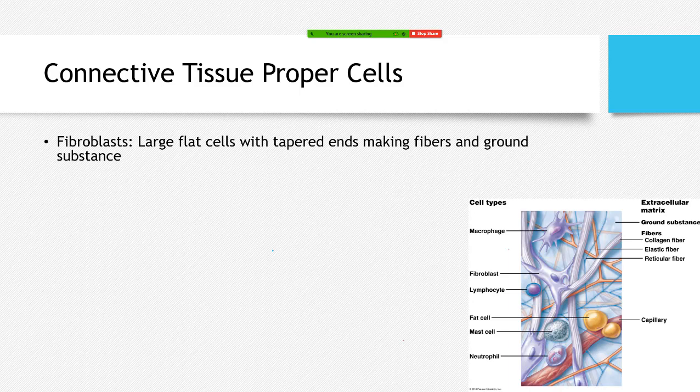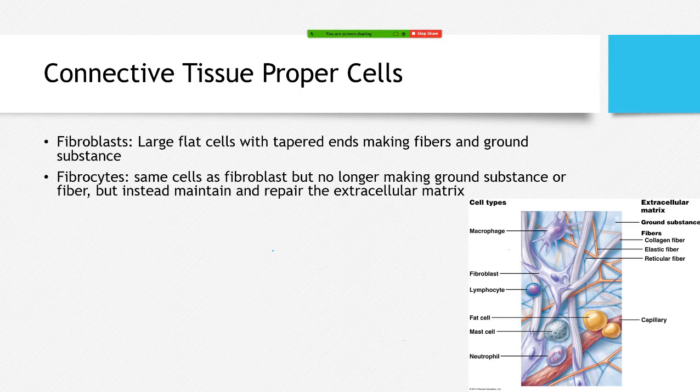This next slide talks about the cells that we're going to be encountering when we talk about connective tissue. First one is the fibroblast. We already mentioned what fibroblast does, right? It's going to make the ground substance, the potentially fluid type of things surrounding the cells, and it's going to make those protein fibers that we were talking about.